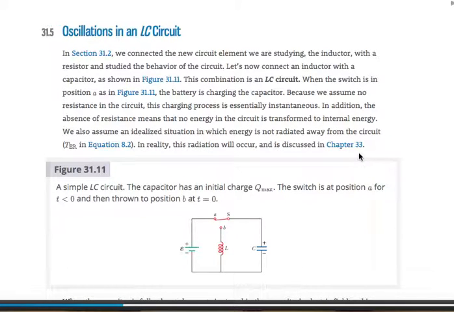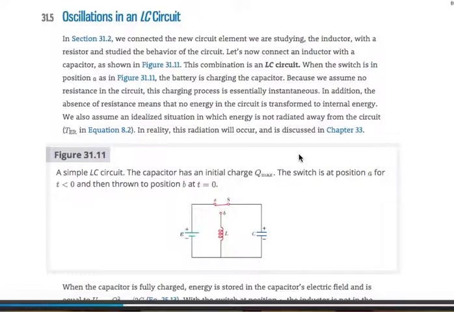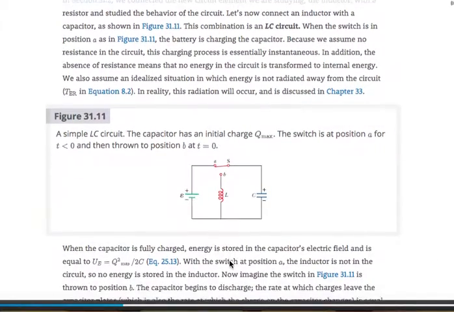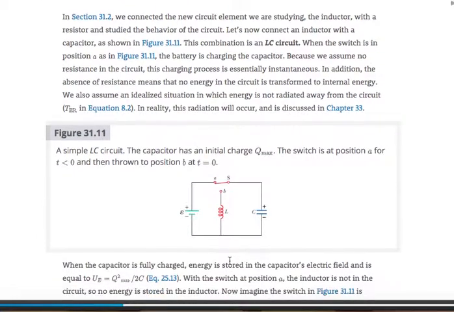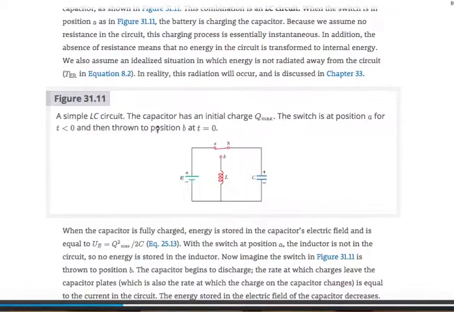And the last part, LC circuits. So LC circuits don't contain a resistor at all. They're just a capacitor and an inductor. Notice a simple LC circuit, you have to put some energy in from the battery, but then you'll flip the switch from A to B, and so the circuit will just run from the inductor to the capacitor to the inductor to the capacitor.